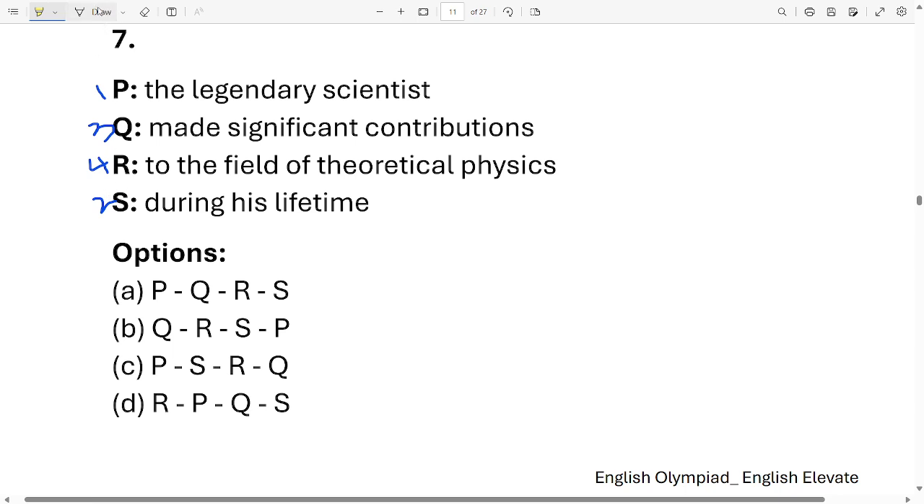That option is actually not present over here, so there could be one more option for it. During his lifetime, the legendary scientist made significant contribution to the field of theoretical physics. It could be S. The option is not present, so I'll just change the option over here. Okay, our option was P S Q R. P S, it should be Q and it should be R. Okay, so this one is the correct option. Okay, let's move on to the next one.